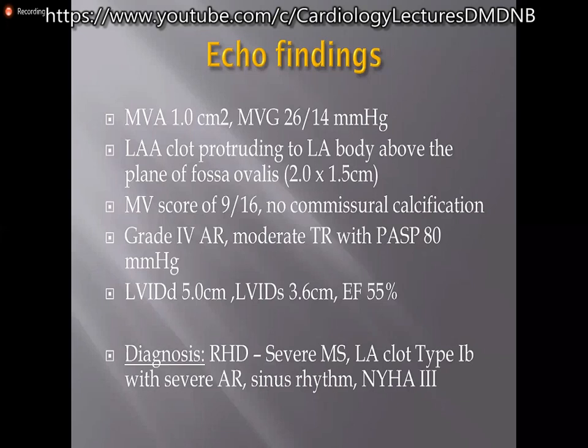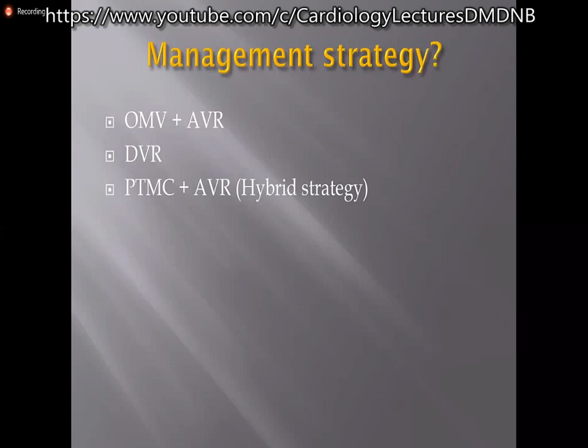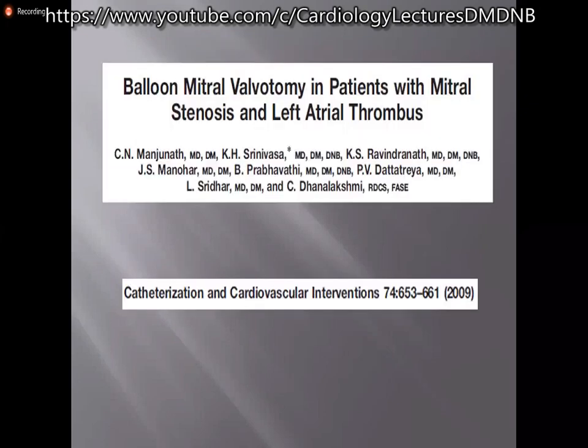So here is a decision making, whether this patient requires a double valve replacement or whether we can do open mitral valvotomy. Unlikely, because there is an open mitral valvotomy with an AVR. Whether we can do a hybrid procedure, that is balloon mitral valvoplasty, then subsequently aortic valve replacement. So these are the management strategies: OMV with AVR, or a double valve replacement, or PTMC with AVR.